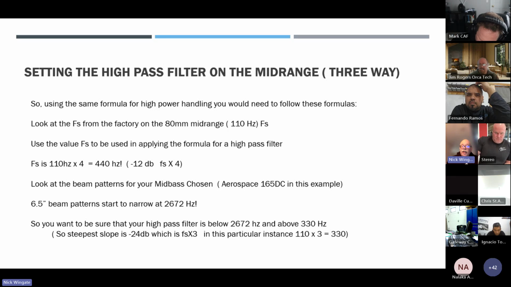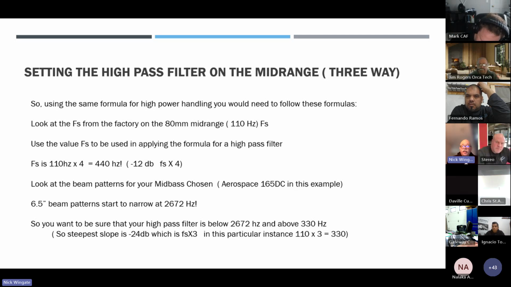Now, will it work with a 6.5-inch mid-bass driver? Well, absolutely, because the beam patterns don't start to narrow until 2,672 hertz, which is extremely high. So we want to be sure that the high pass filter is below 2,672 hertz and it is above 330 hertz. So in this particular instance, we're good. That means I can play it from 440 hertz to 3,000 without a problem.